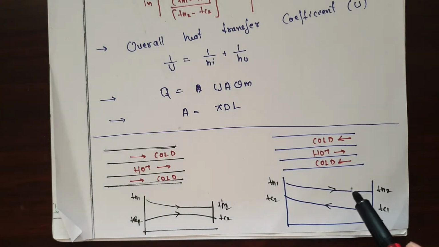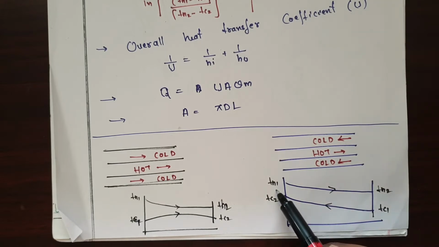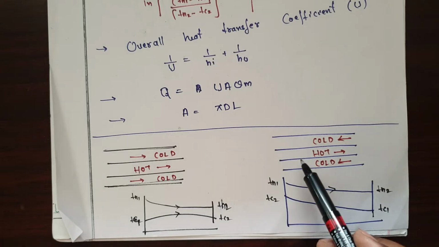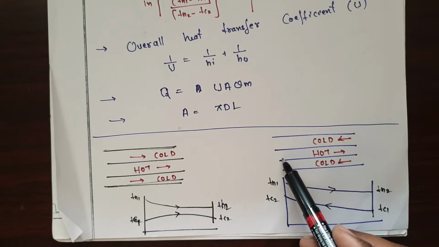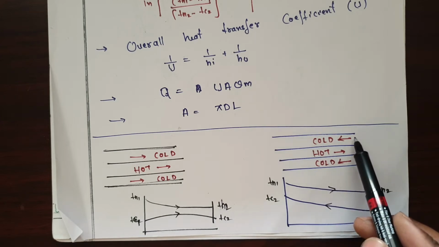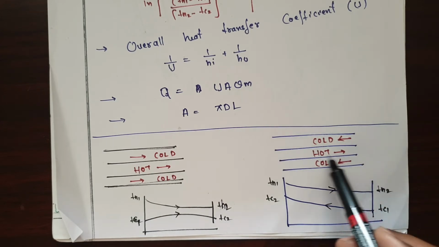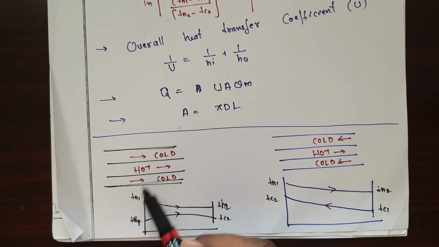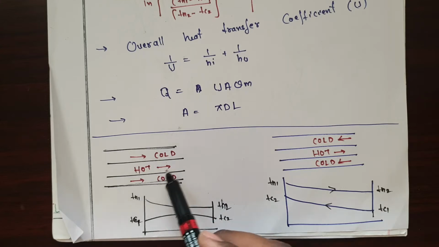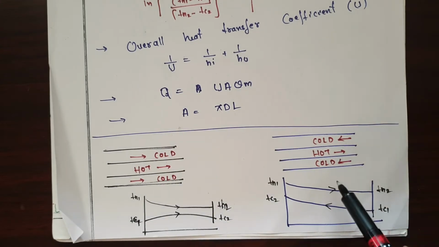After that, this one is for counter flow. In counter flow, Th1 starts from left to right and Tc1 starts from right to left. Here the temperature of the hot fluid will decrease and the temperature of the cool fluid will increase. As you can see in this diagram, the hot fluid is going from left to right and the cool fluid is going from right to left, in the opposite direction. Here you can see the parallel flow, and here the counter flow. In parallel flow the direction is the same; in counter flow the direction is different.